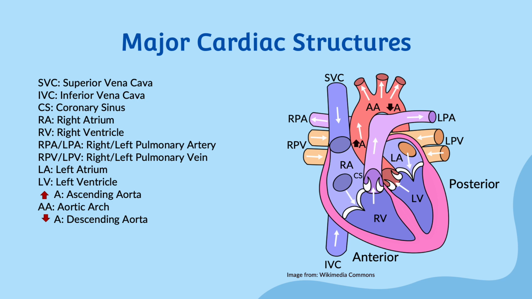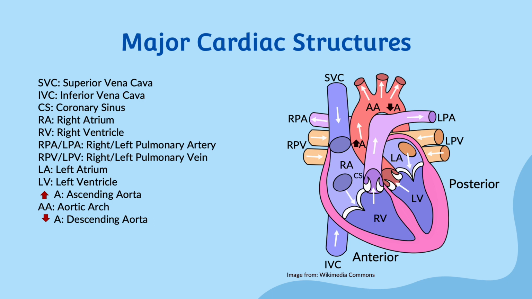The mitral valve is located between the left atrium and the left ventricle and prevents backflow of blood from the left ventricle to the left atrium. The aortic valve is located between the left ventricle and the aorta and prevents backflow of blood from the aorta to the left ventricle.